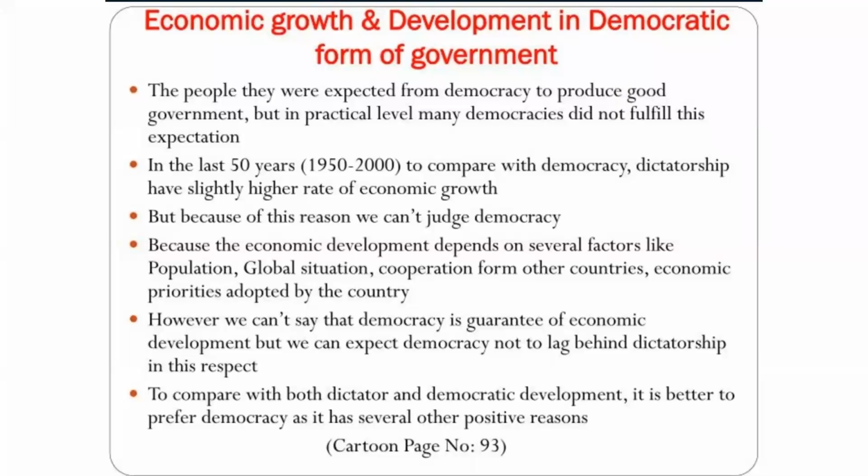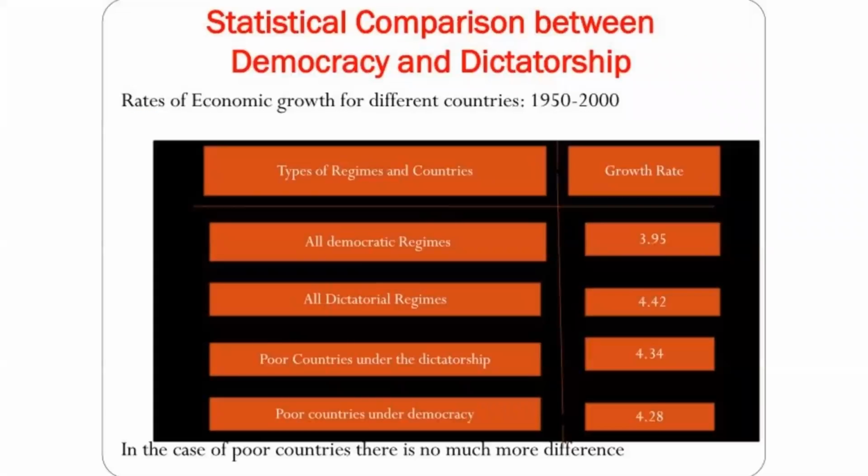To compare both dictator and democratic development, it is better to prefer democracy for several other positive reasons. We are also aware that many people prefer the democratic form of government. Different kinds of factors are responsible. Different kinds of positivity are also available in the democratic form of government. And now a statistical comparison between democratic and dictatorship regimes between 1950 to 2000.